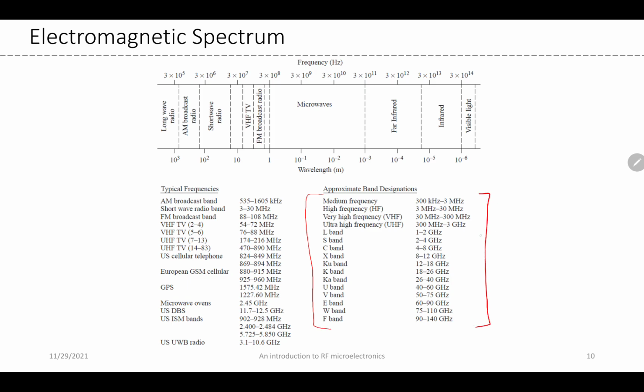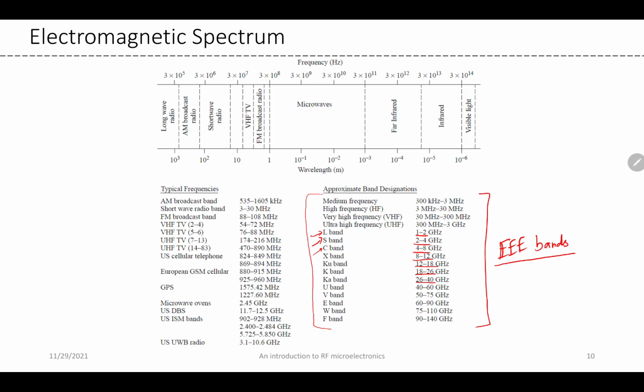So these are all what we call IEEE bands, and they have been assigned letters by IEEE. So the L band is from 1 to 2 gigahertz, the S band is from 2 to 4 gigahertz, the C band is from 4 to 8 gigahertz, the X band from 8 to 12, the Ku band from 12 to 18, K band from 18 to 26, Ka band from 26 to 40, and so on and so forth.